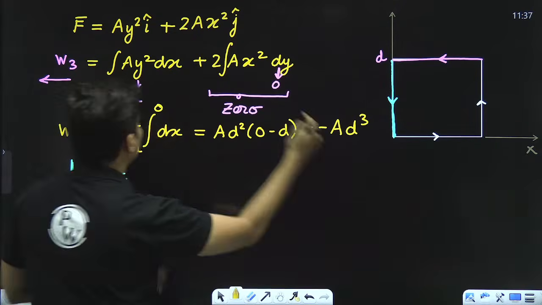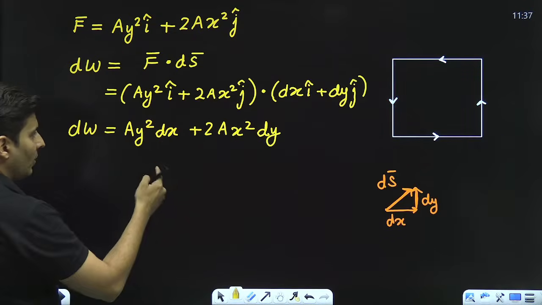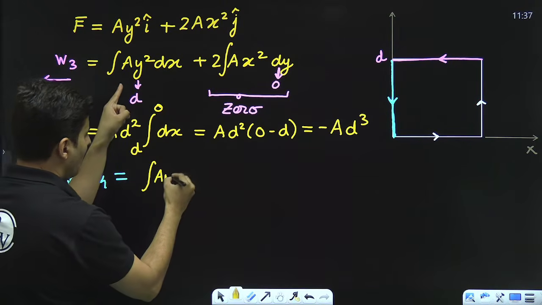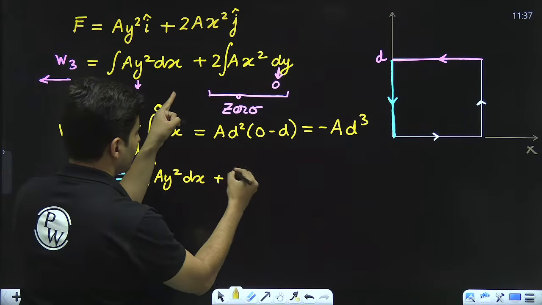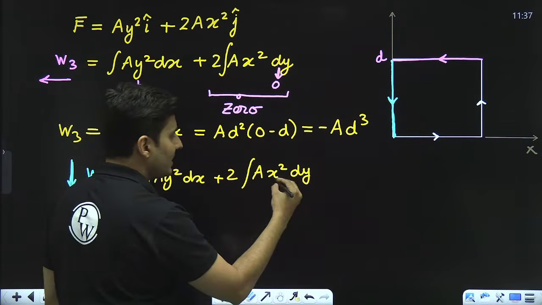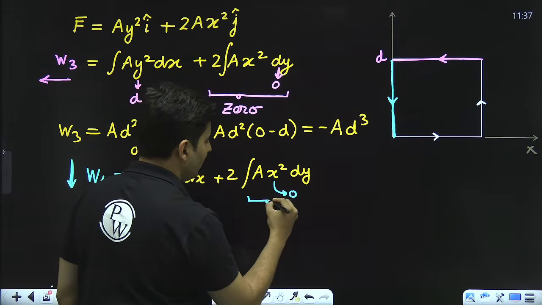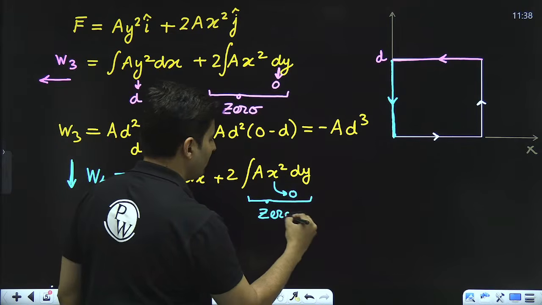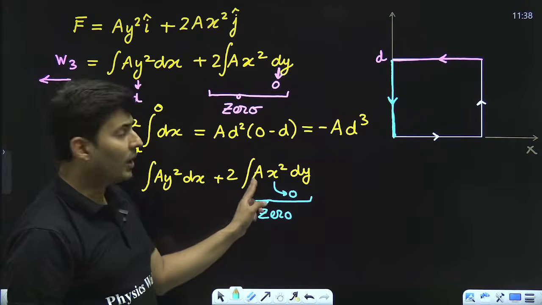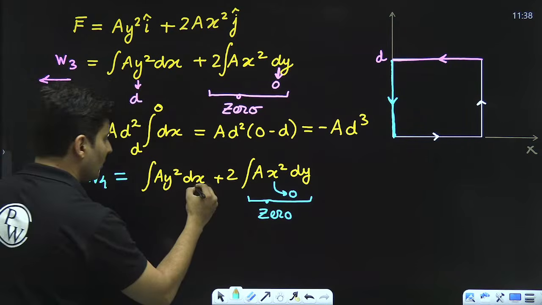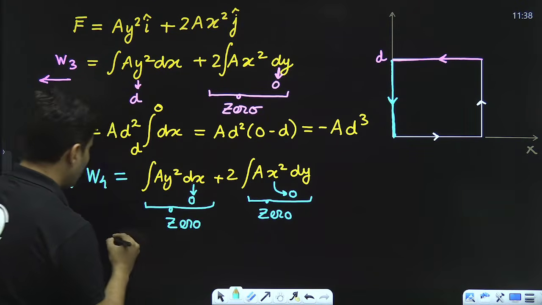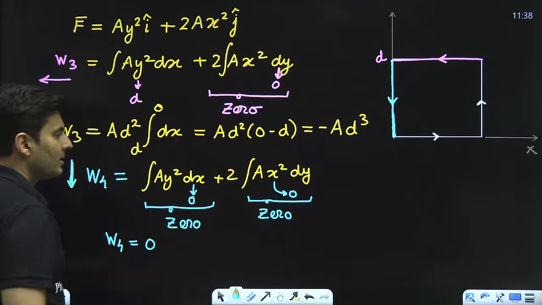Let's substitute first of all our generic form, which I had already mentioned, the same thing. It will be nothing but integral a y square dx plus 2 integral a x square dy. In this segment, the x coordinate is 0, so this entire term is going to vanish. In this part, even the x coordinate is not changing at all, so dx will be 0 again. So again, this will vanish. Therefore, W4 will be 0.